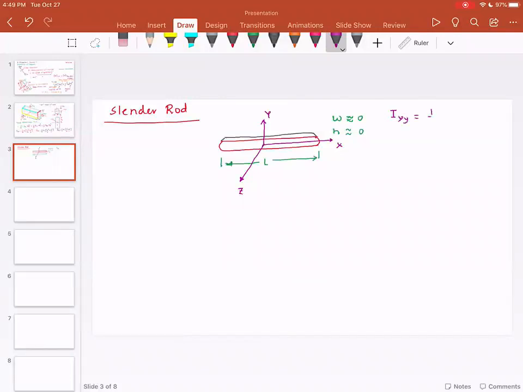IYY is 1/12 M L square. IXX is equal to zero, because W and H, both of them are zero, and IZZ is equal to 1/12 M L square. So this is what we mean by a slender rod.